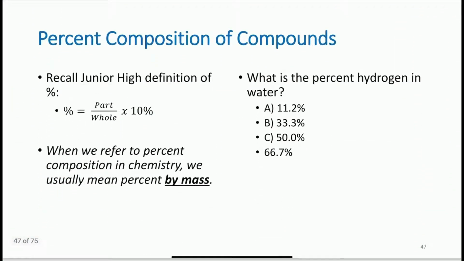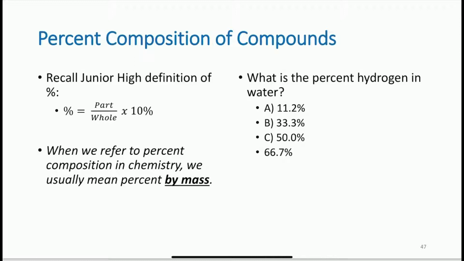Now that we've covered naming, we can go ahead and start putting these compounds together. So the first thing I want to look at is percent composition of the compounds. What in the heck do we mean by percent composition? What I mean by that is how much of the compound is made up by the mass of one species versus how much of the compound is made up by the mass of another species.